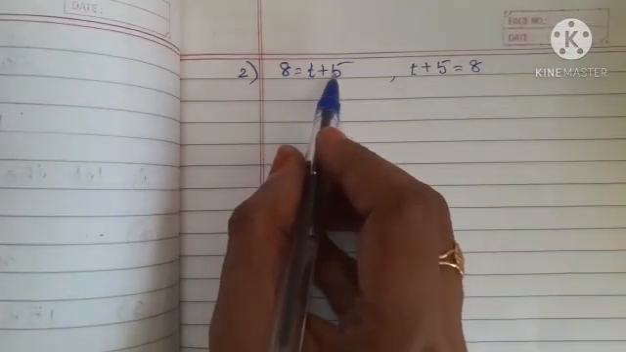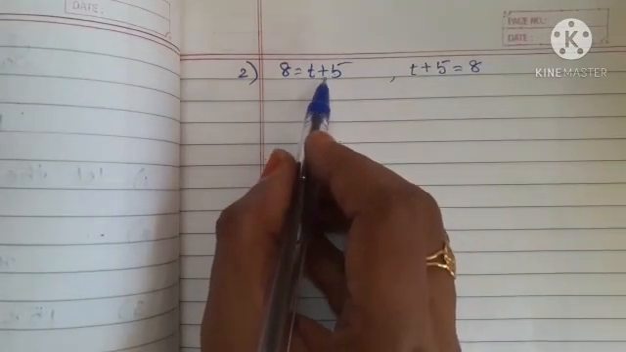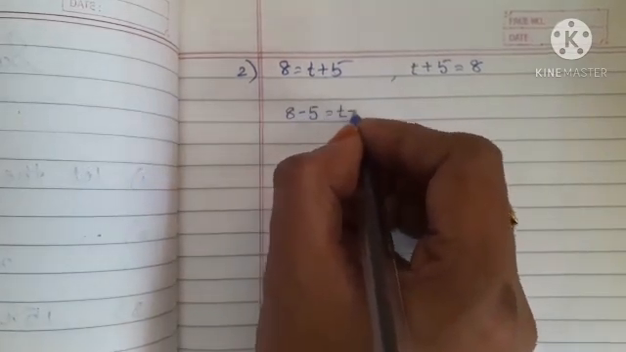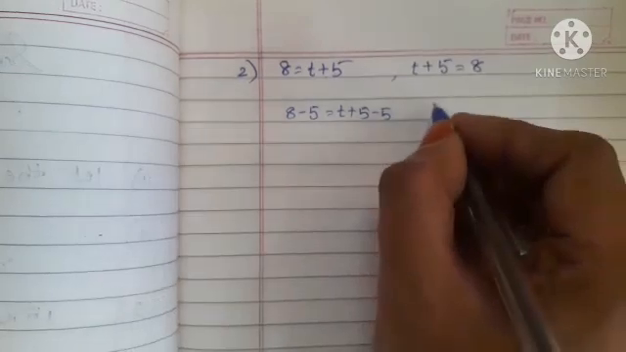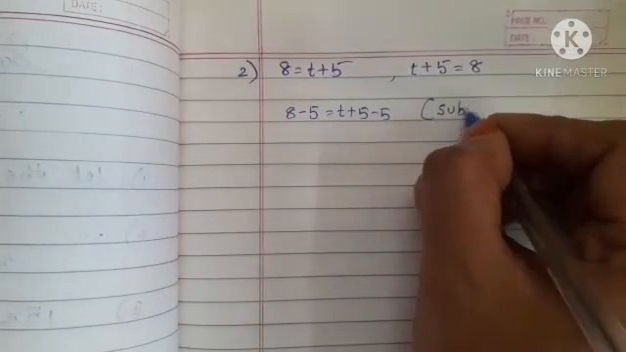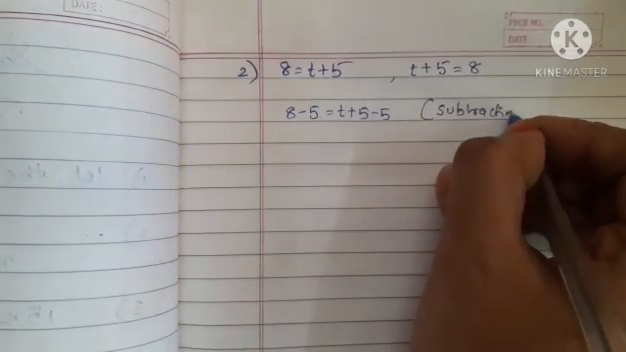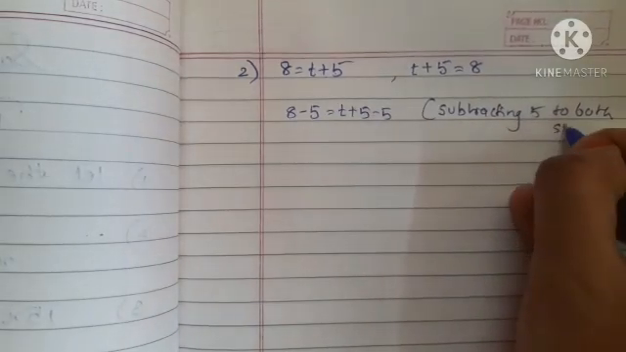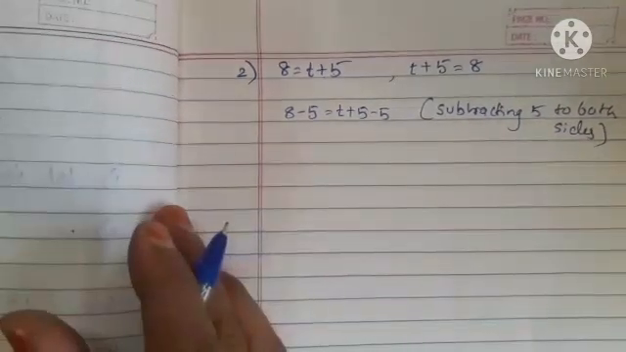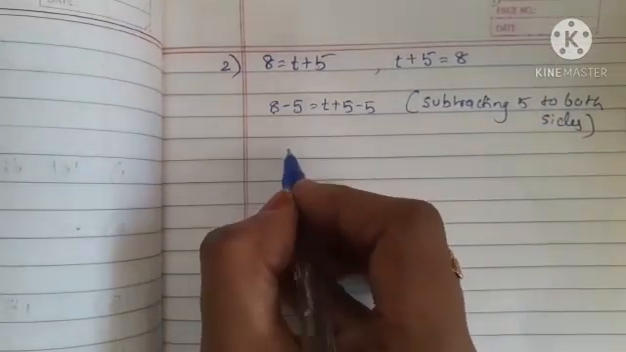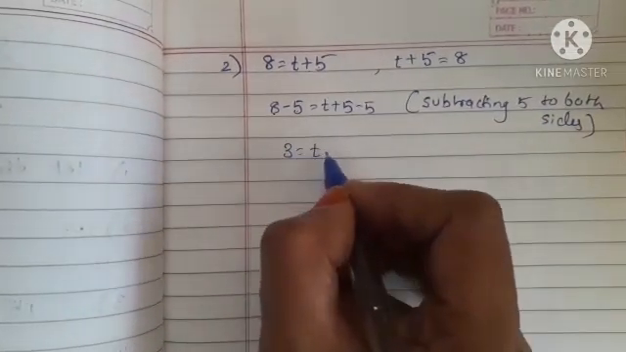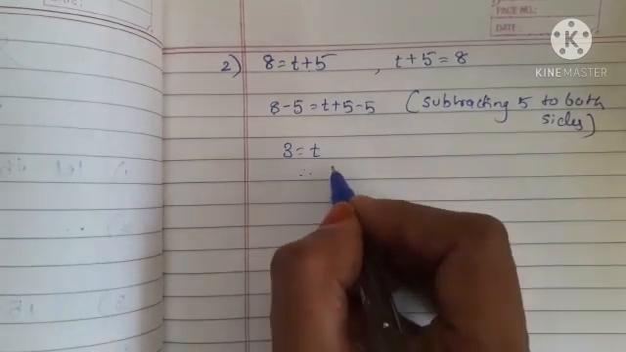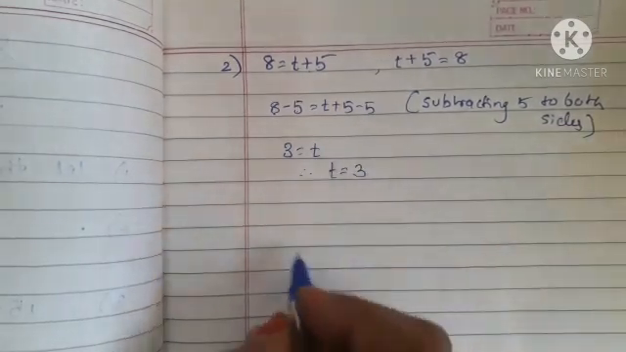Now here t plus 5. The opposite of 5 is minus, so we will be subtracting 5 from both sides. In the bracket we will be writing subtracting 5 from both sides. Now here we got the answer 8 minus 5 is 3, and here only t, because this becomes 0. So here we got t equals 3.